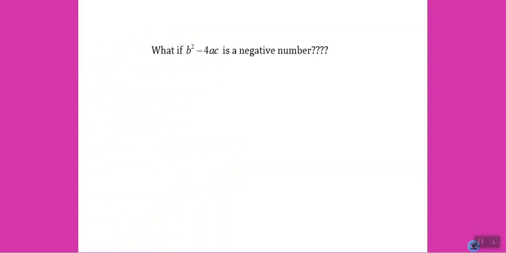What if b squared minus 4ac is a negative number? That would mean we'd have the square root of negative something, let's say negative 4. You haven't learned how to square root a negative yet. Therefore, if you plug in b squared minus 4ac and you get a negative number, you can stop and just say no real solution.